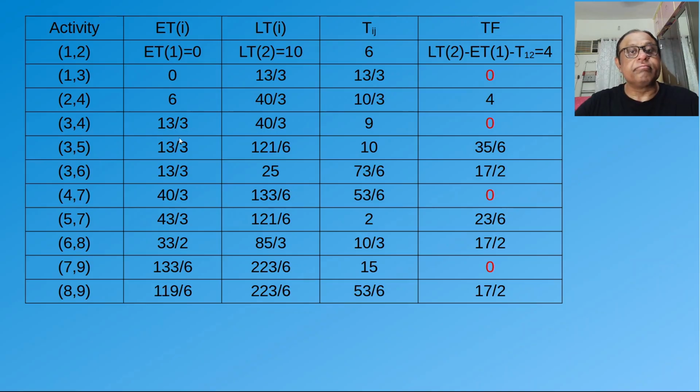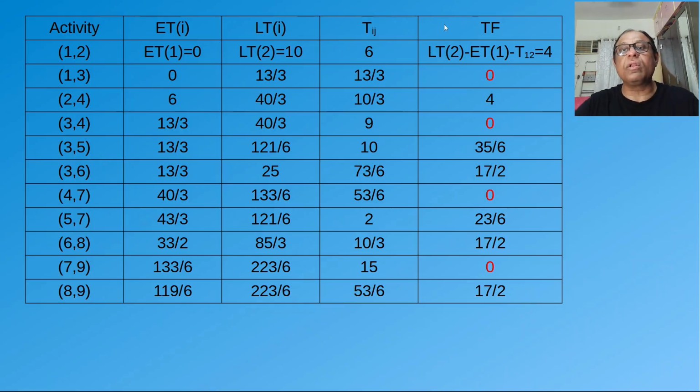Let's take another one, that is 2, 4. Now here the total float again I have calculated is 4. Now the early time is 6. Right? And the late time here is 40 by 3. Okay. So I can technically, instead of week 6, delay till week 10 and still start and come to the late time of 4. This is what it means.